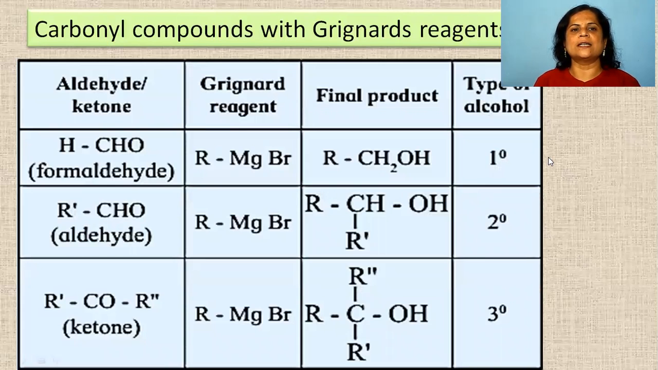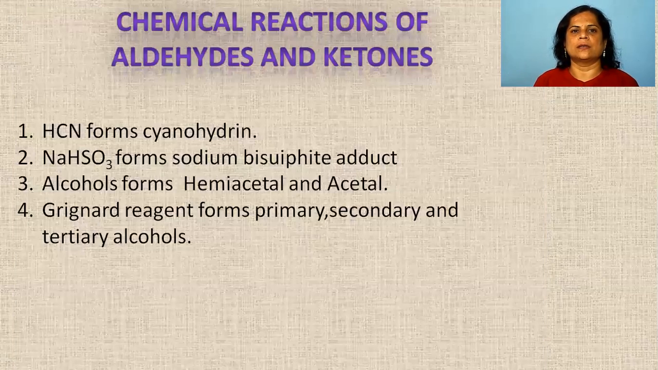Here is the overall chart for this reaction: formaldehyde with RMgX forms a final product which is a primary alcohol. Aldehydes other than formaldehyde with Grignard reagents form secondary alcohols, and when ketones react with Grignard reagents, tertiary alcohols form. So this is about the reaction of aldehydes and ketones.